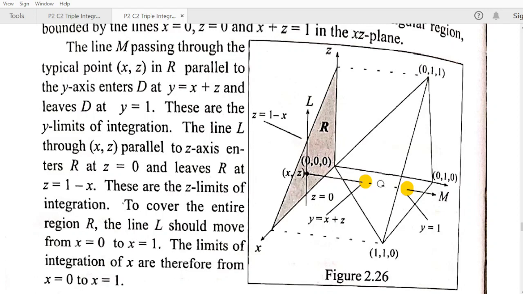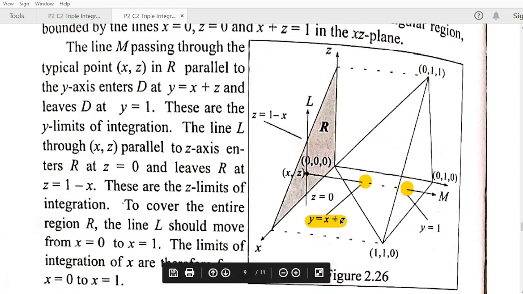As I have told, we will be using the equation of the plane passing through 3 points, x1, y1, z1, x2, y2, z2, and x3, y3, z3. By using that, we get the equation of this plane as y equal to x plus z, and the equation of this plane will be y equal to 1.